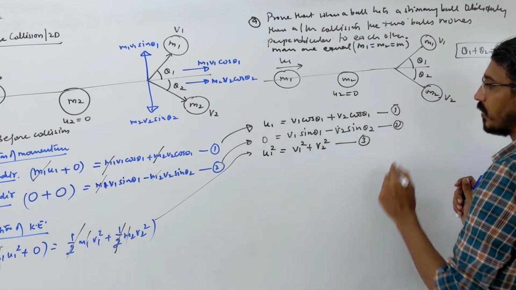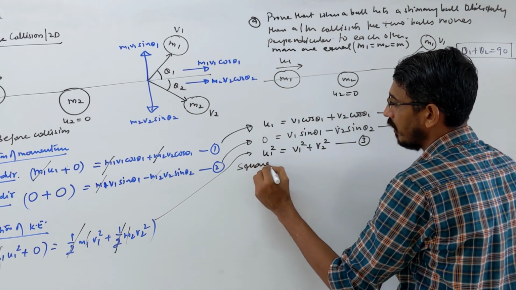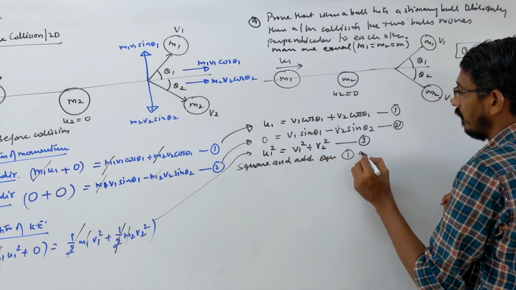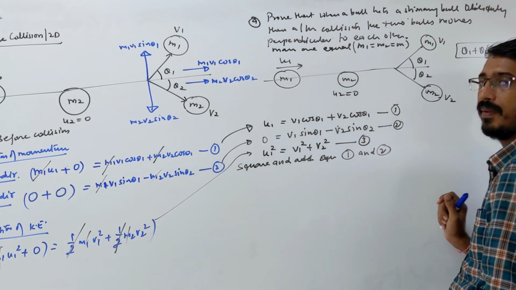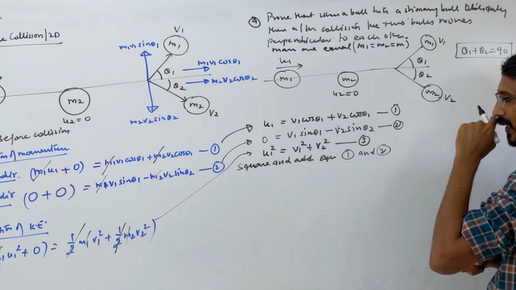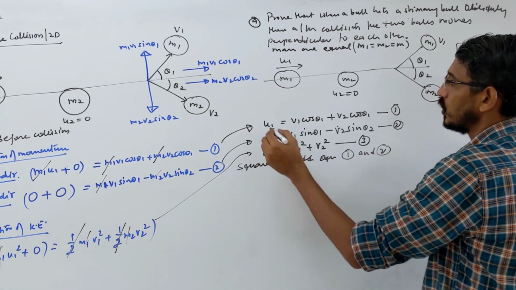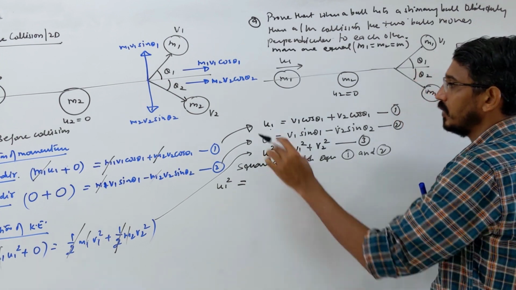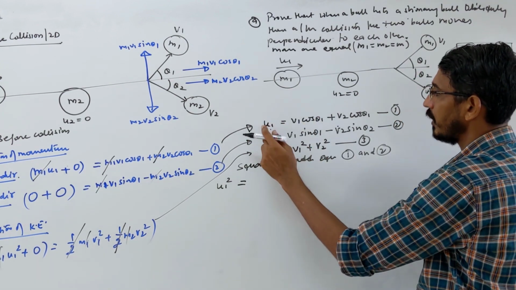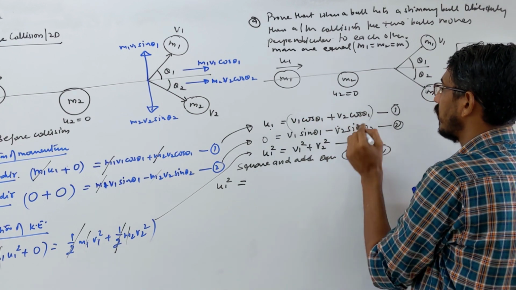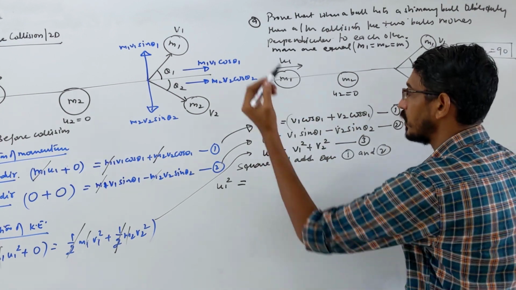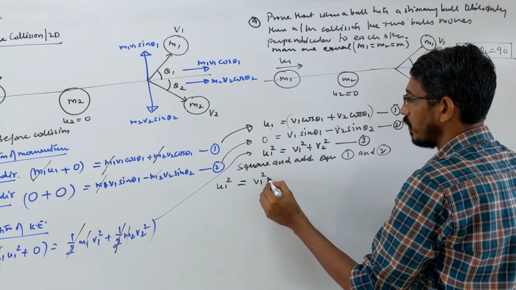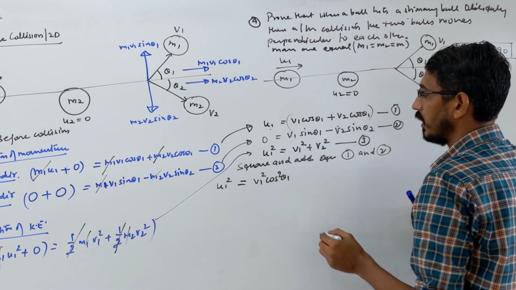What I do is, equations 1 and 2, square on both sides and add. Then look what you will get: the square of this becomes u1 square, the square of 0 is 0 only. So this plus 0, u1 square, and this is 0. Now the square of this whole term, how does it look? a plus b whole square is a square plus b square plus 2ab, so it becomes v1 square cos square theta 1. This is the first term.